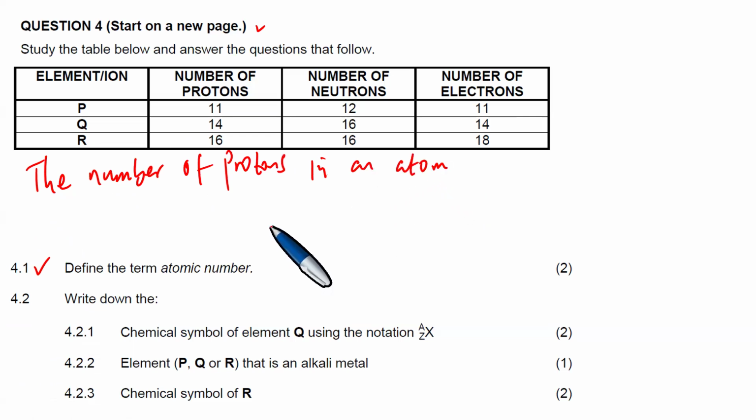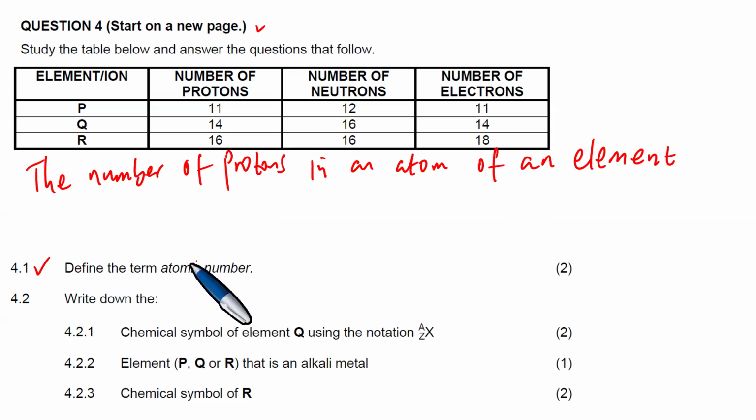The number of protons in an atom of an element, right? The atomic number refers to the number of protons in an atom of an element. These protons are what we call the atomic number.